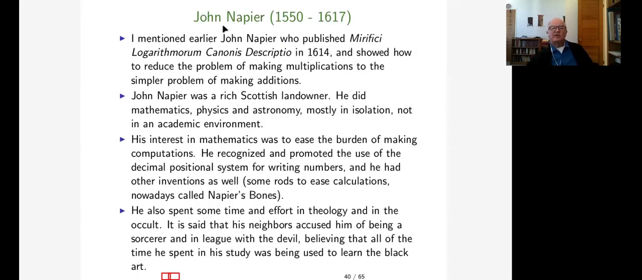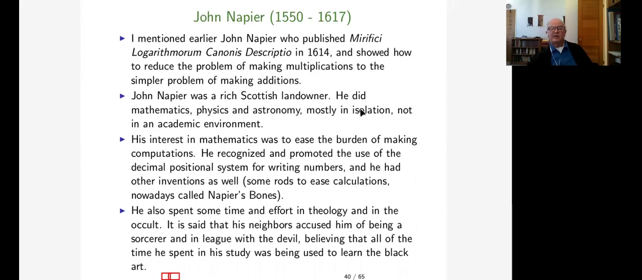Now, a few words about John Napier. He lived between 1550 and 1617. He was not a formal scholar, not a formal mathematician. He was a Scottish landowner, and he lived on his estate. And in his free time, he liked to do mathematics and physics, experiments, and astronomy.